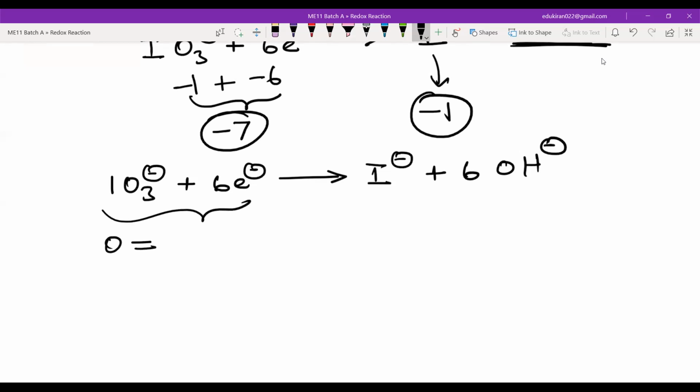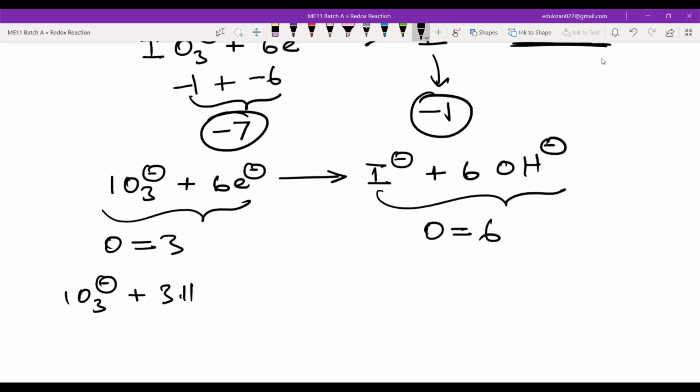So everything is balanced now. We have one iodine here, also we have one iodine. 6 is the number of oxygen here, also 6 oxygen, 6 hydrogens, and here also 6 hydrogens. Now this is our what? This is our reduction half. Okay. So we have our oxidation half and reduction half, and then we will add them. So let me write the oxidation half.